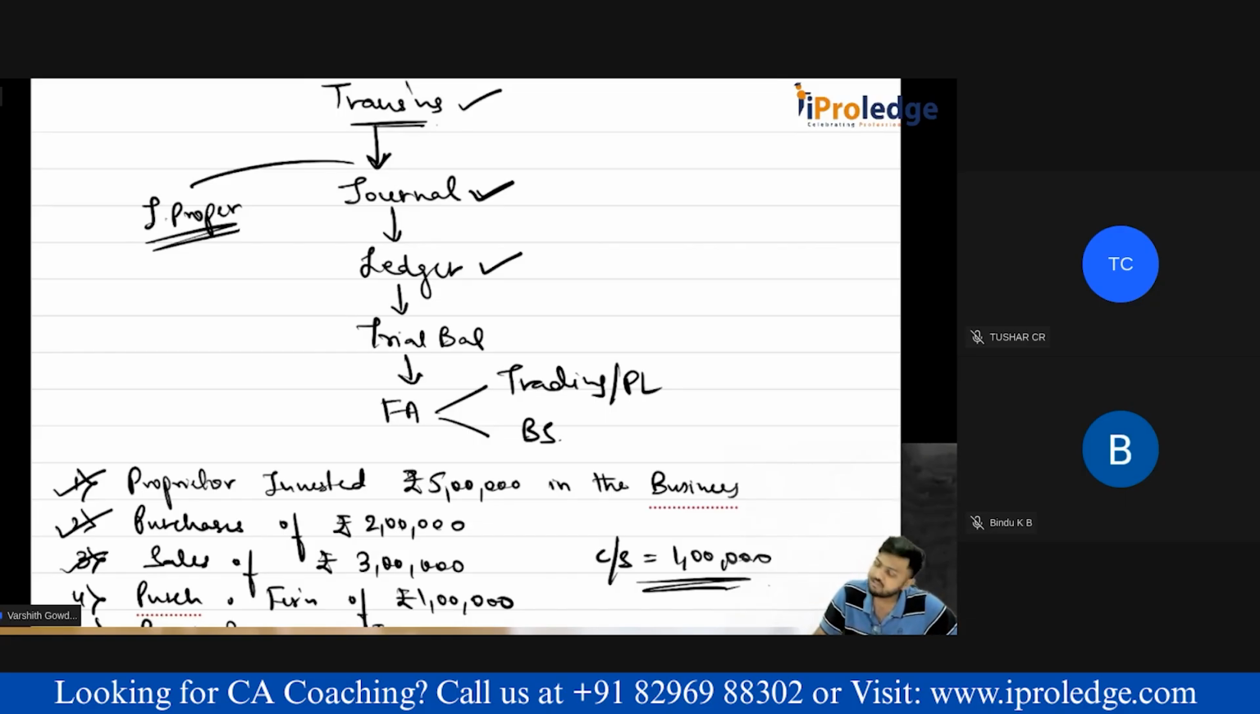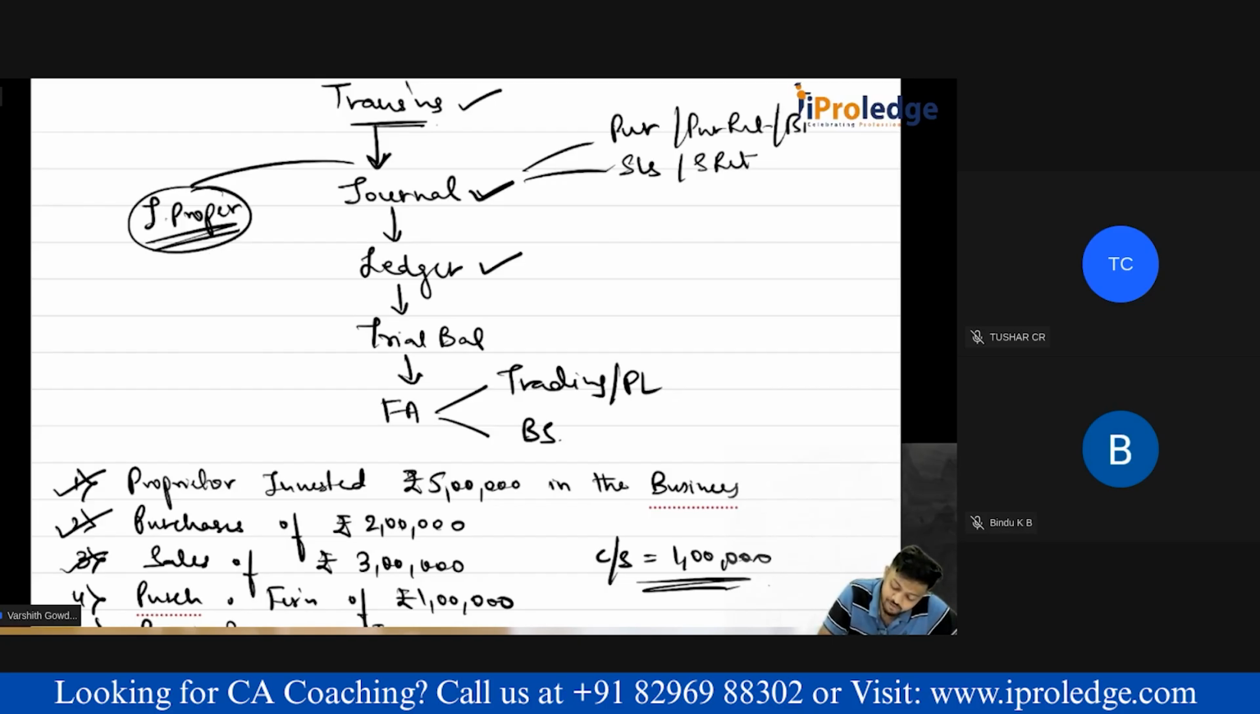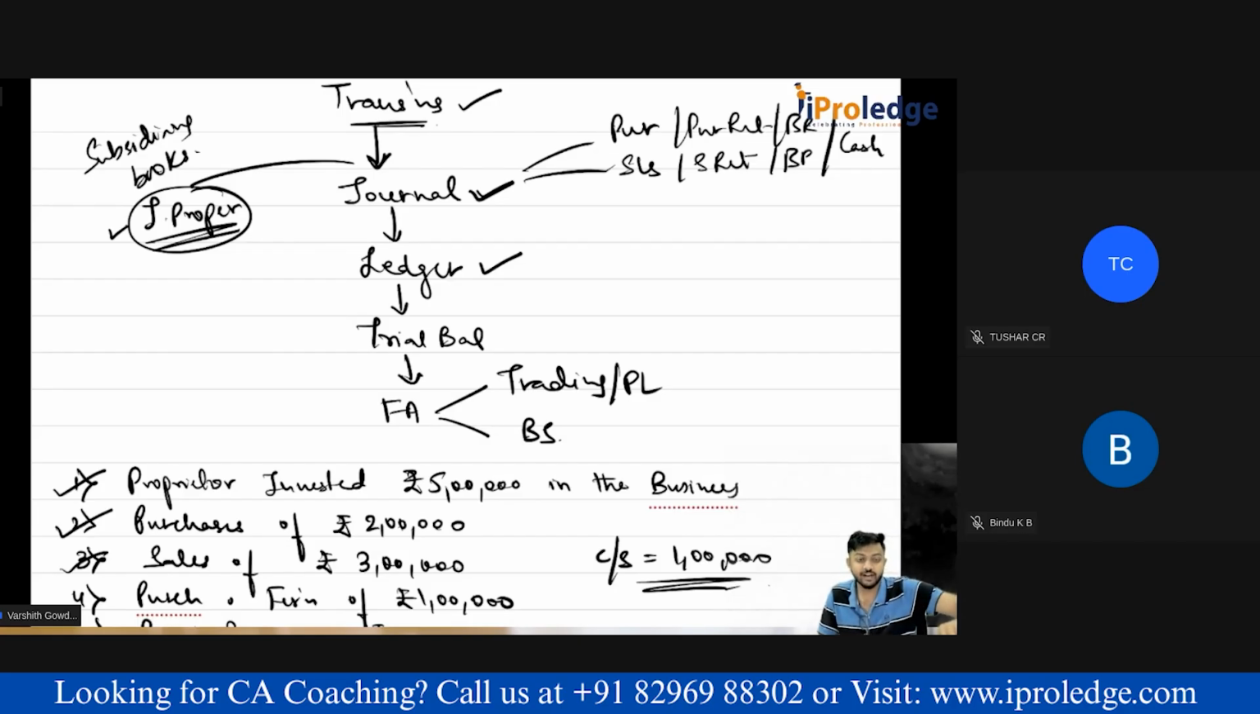Now, which are the examples of subsidiary books? We have the purchase book, sales book, purchase returns book, sales returns book. Then we have bills receivable, bills payable. Then we have the cash book also. We have journal proper also. All these are called subsidiary books, also known as books of original entry. Why are they called books of original entry? Because the transactions are recorded for the first time in subsidiary books. If it is purchase returns, BP, BR, it will come in those books. Any entries which cannot come in these books will come in journal proper.